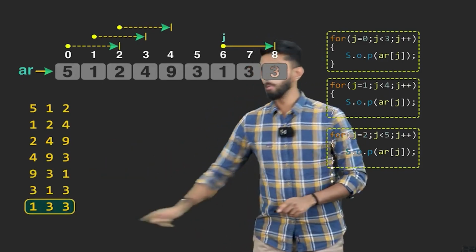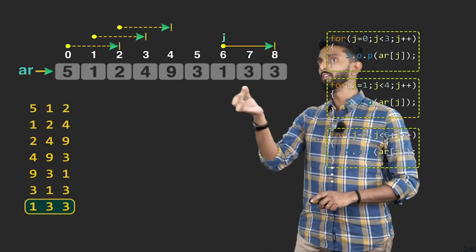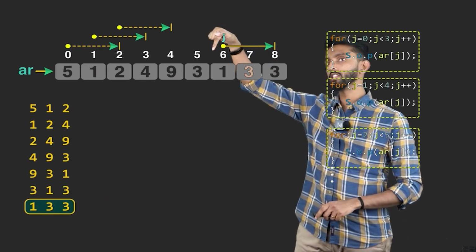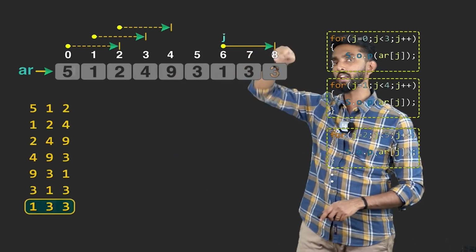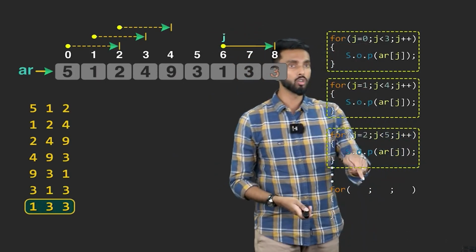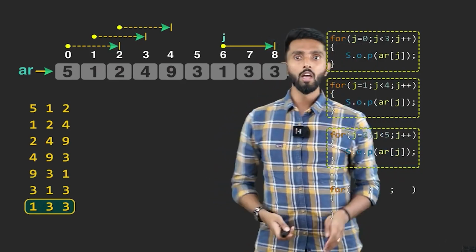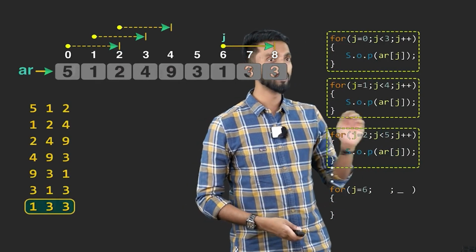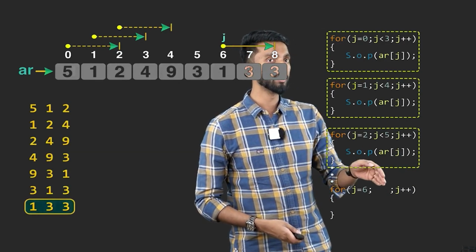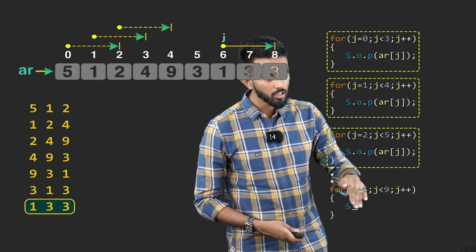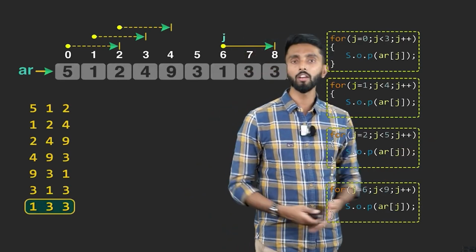Correct or not? I am showing you only the last one. If I want to print 1, 3, 3, where should j start from? 6. Till where should j go? 8. What is 8? Less than 9. Which means I can write a loop like this. j should start from 6. One by one it should increase, so I will tell j++. Maximum it should go till j less than 9. And inside this also I should print. I hope you are able to think.